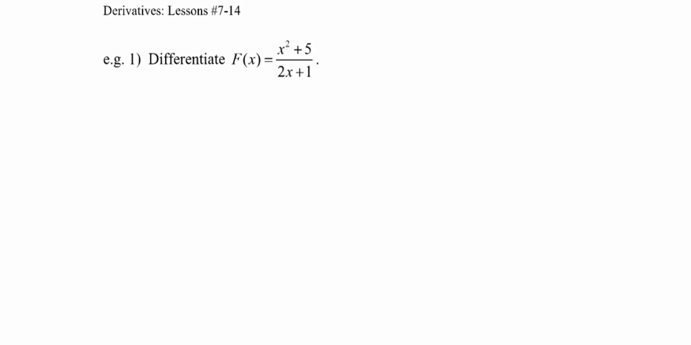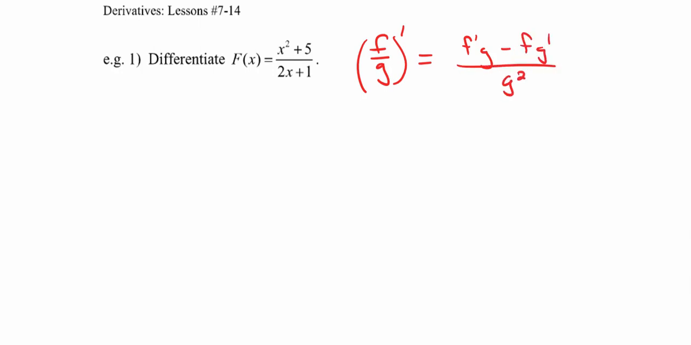So let's differentiate this. Let's write down our formula just to have it on hand here. f over g prime is equal to f prime times g minus f times g prime, all over g squared. And we'll just even write it right on here that this is our f, the top, and this is our g.